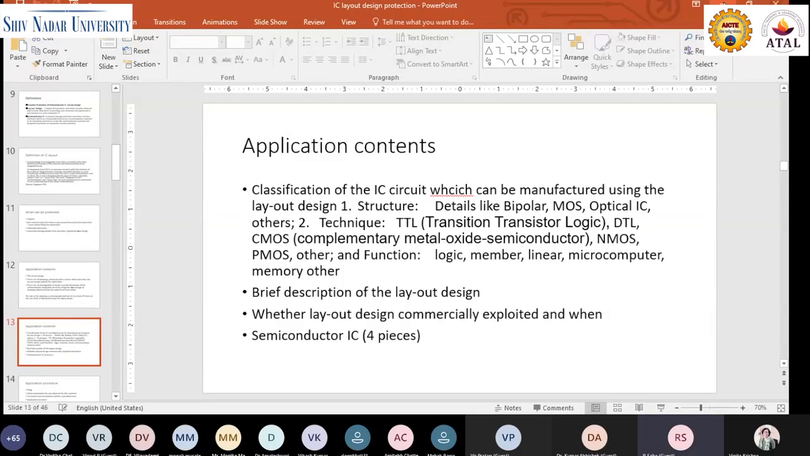And you have to give a brief description of the layout design, which basically means you have to describe what you are planning to achieve with this IC. You also have to state whether the layout design has been commercially exploited or not, and when it was exploited. Remember, this is an essential condition for application: it should not have been in the market for more than 2 years on the date of application. Then you have to submit 4 pieces of the semiconductor IC. Whatever IC you produce, you have to submit to the office.